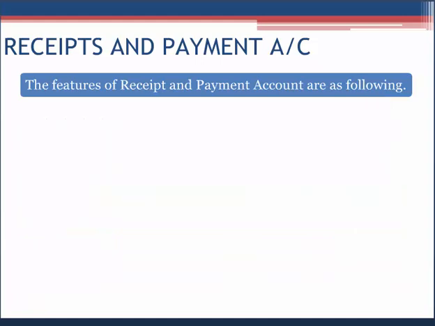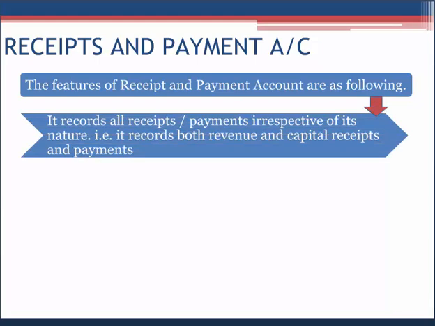The next point is that the receipt and payment account records all receipts and payments irrespective of its nature. That is, it records both the revenue and the capital receipts and payments. For example, take an example of payments: payment of salary, payment of rent, purchase of furniture. They all will be recorded on the payment side.